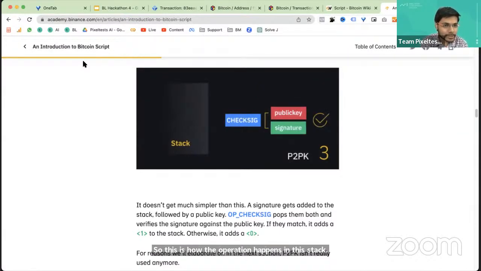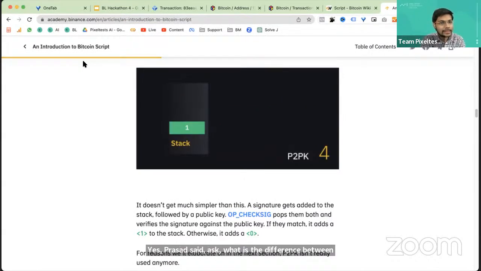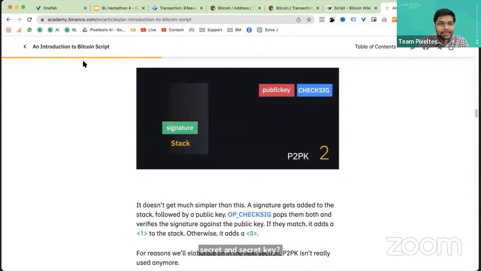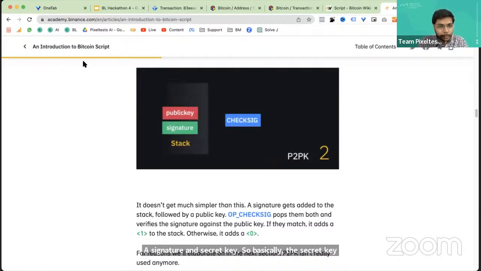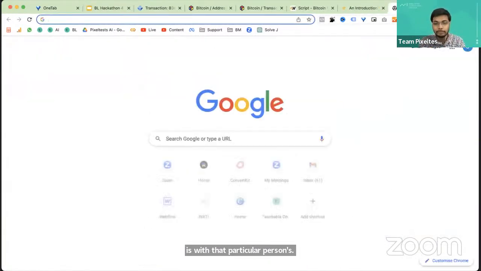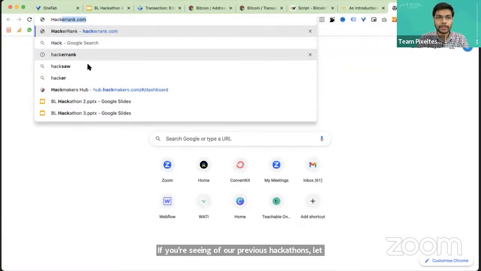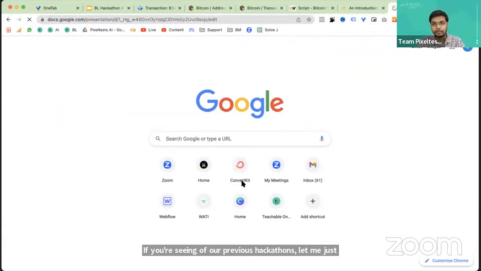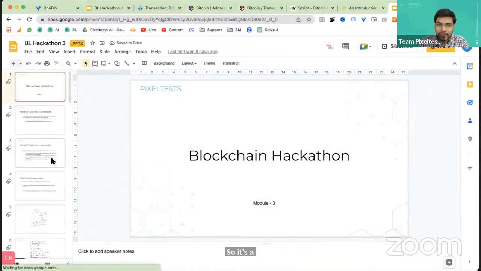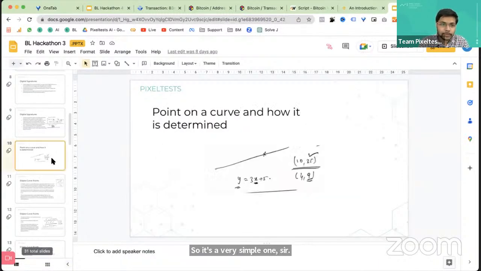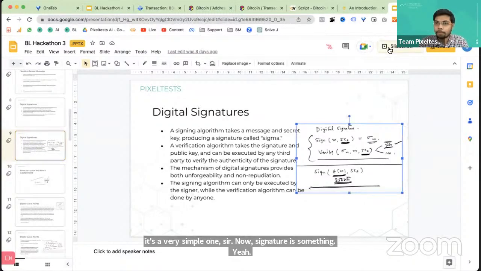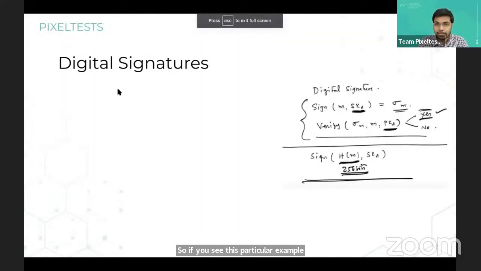Yes, Prasad sir asked what is the difference between a signature and a secret key. So basically, the secret key is with that particular person, sir. If you have seen our previous hackathons, let me just bring up that slide so it becomes easier. So it's a very simple one, sir. Now, if you see this particular example here, we can see the difference between signature and the secret key.